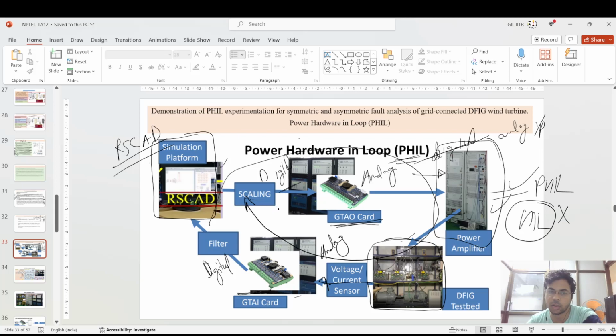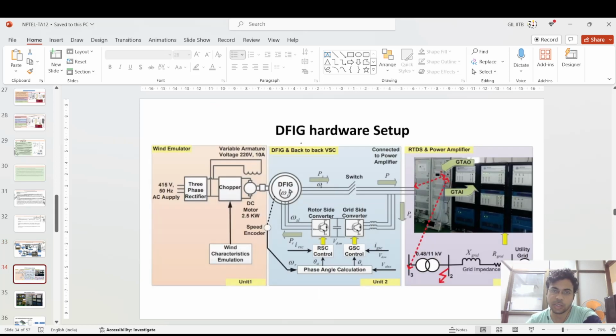So always remember that these are two cards which are very important for converting the digital signal to analog signal and analog signal to digital signal. These cards are being used: the GTAO card and the GTAI card. Actually, this is the analog to digital converter.